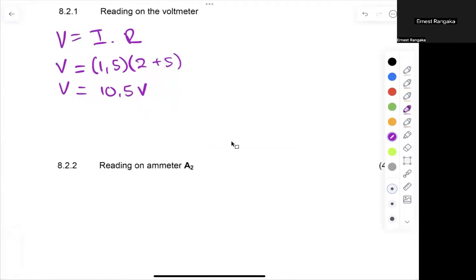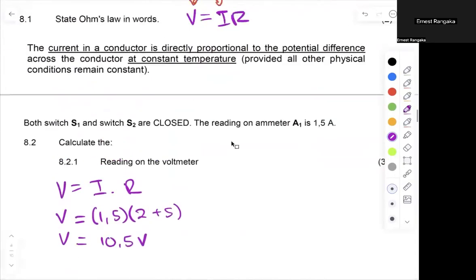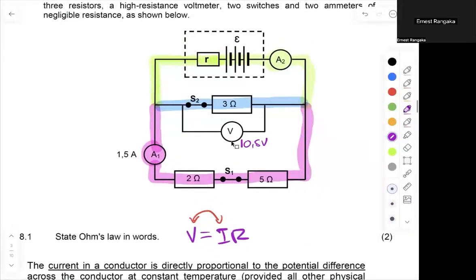Now it says, find the reading on ammeter A2. Let's quickly go back and have a look at that. So ammeter A2 is that green ammeter there, right? How can we find that? We don't have the V total just yet. We don't have the R total, although we can work it out. But there's an easier way to do it.